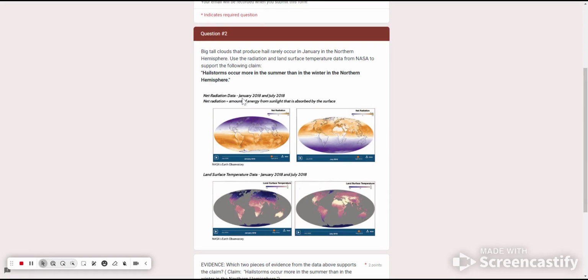We see it's net radiation data from January 2018 and July of 2018. Net radiation is the amount of energy from sunlight that is absorbed by the surface, as we can see here, January, July. And then also land surface temperature in January of 2018 and July of 2018, January and July.